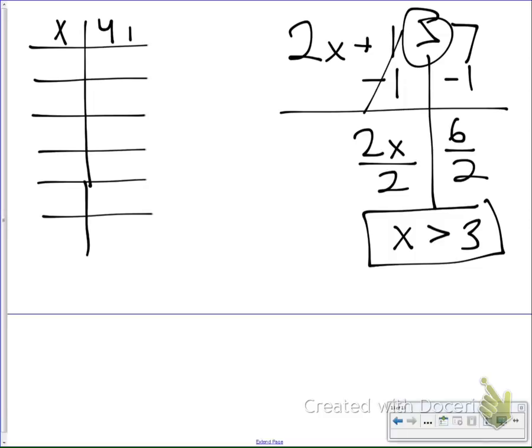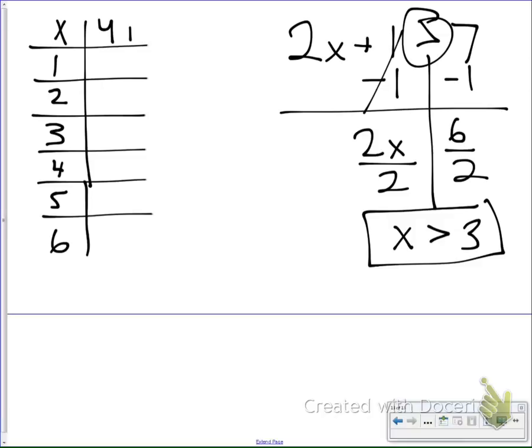Now, once I have my solution, I'm ready for the table. First thing I want to do is start by looking at my solution here, where x is greater than 3. That's what I want to start on my table. So I'm going to go ahead and put that right in the middle, right here. That way I can see some numbers above it, and I can see some numbers below it. Once I have that, I'm just going to fill out my x's accordingly. So we go in order: 1, 2, 3, 4, 5, 6. We just want some different examples up there so we can see what's going on.